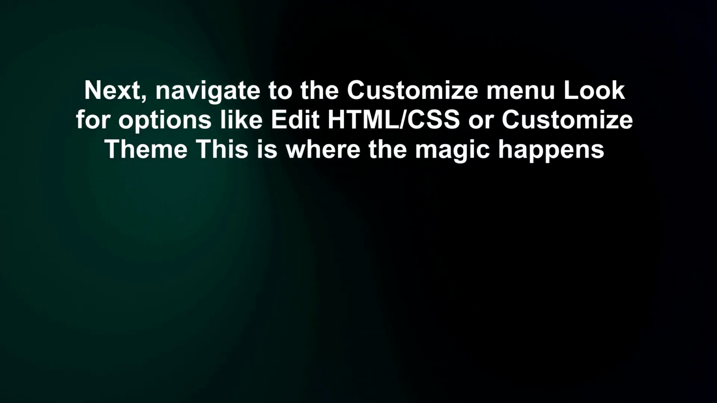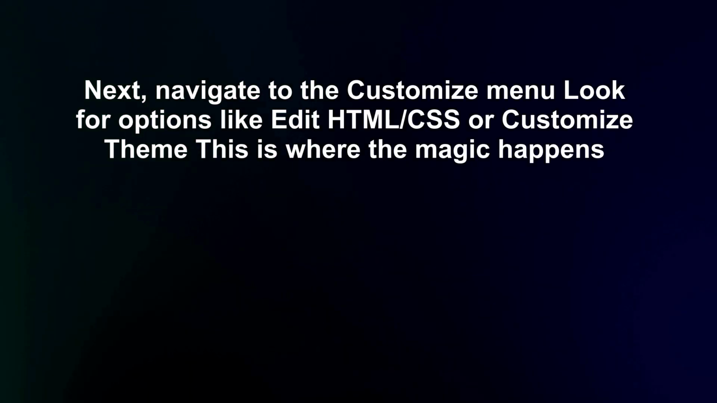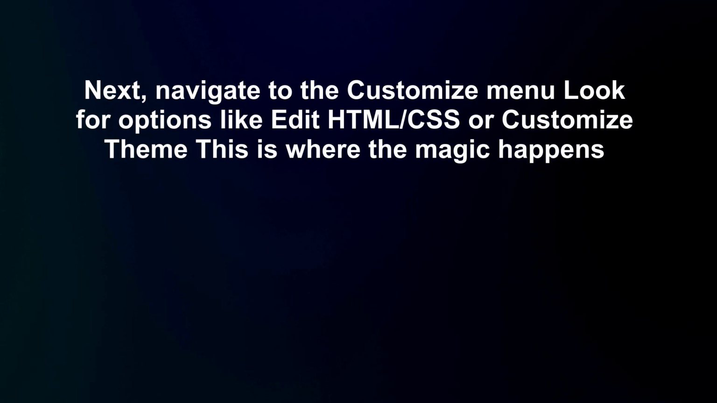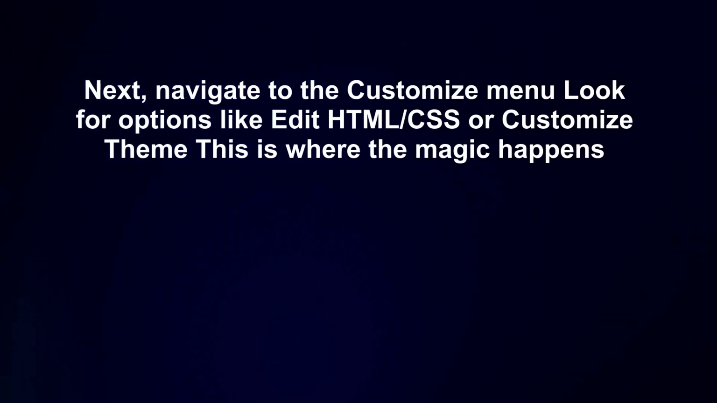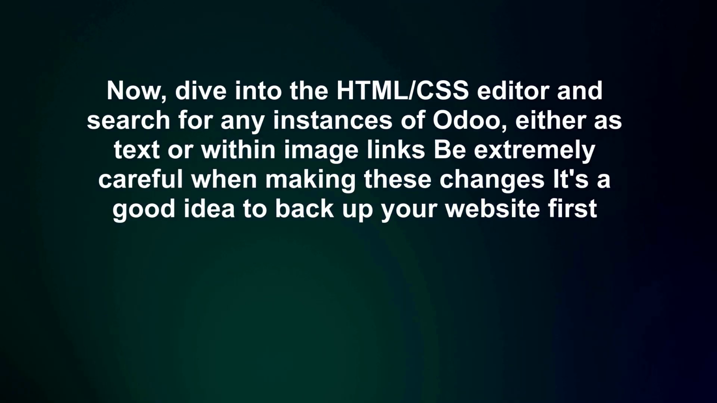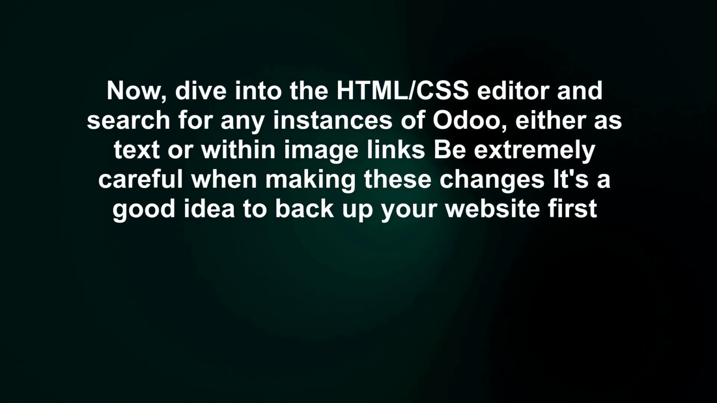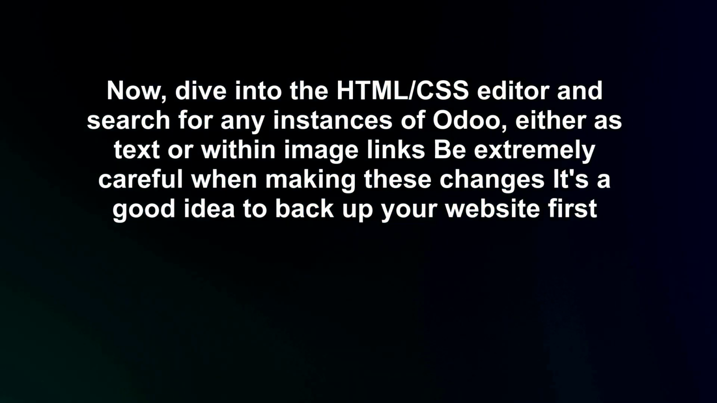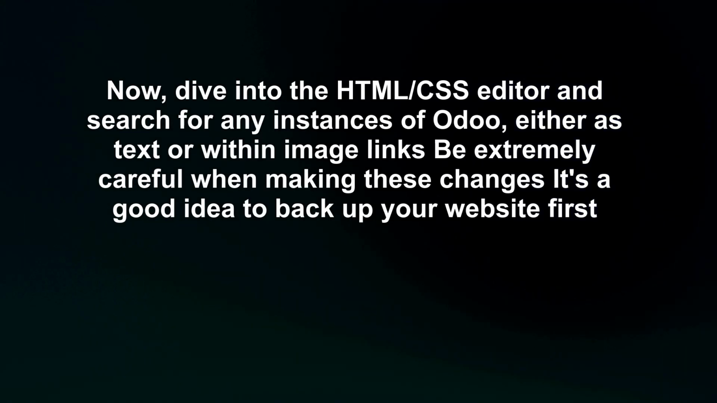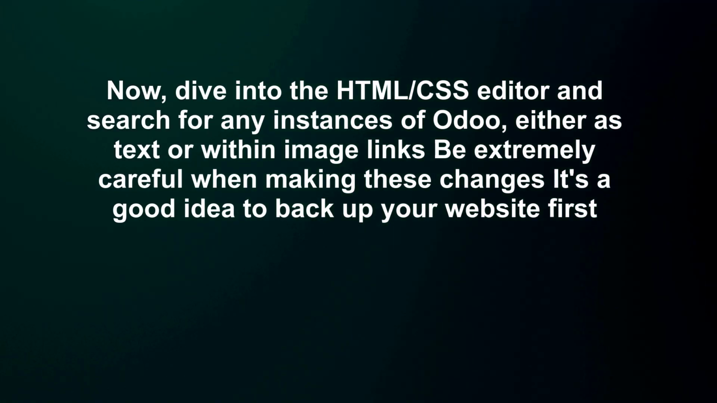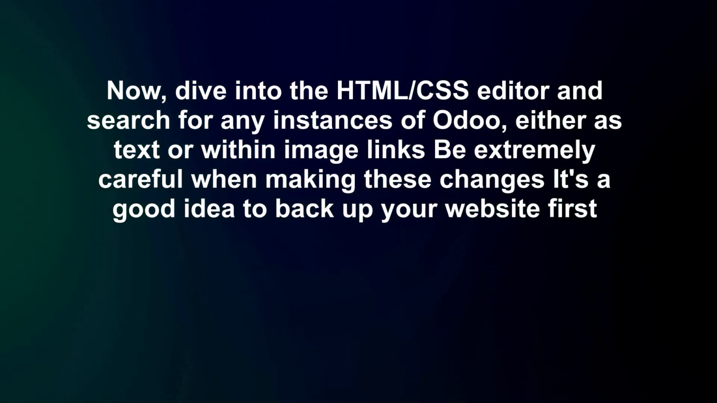Next, navigate to the Customize menu. Look for options like Edit HTML, CSS, or Customize Theme. This is where the magic happens. Now, dive into the HTML, CSS Editor and search for any instances of Odoo, either as text or within image links. Be extremely careful when making these changes. It's a good idea to back up your website first.